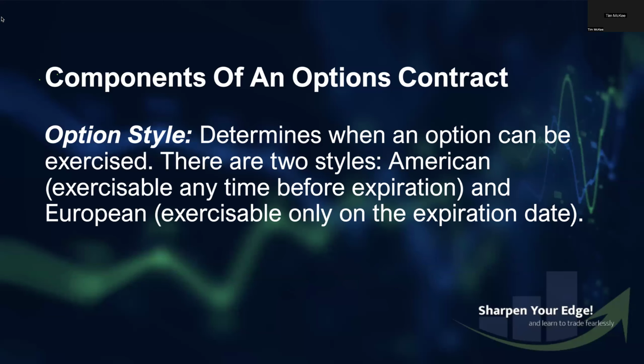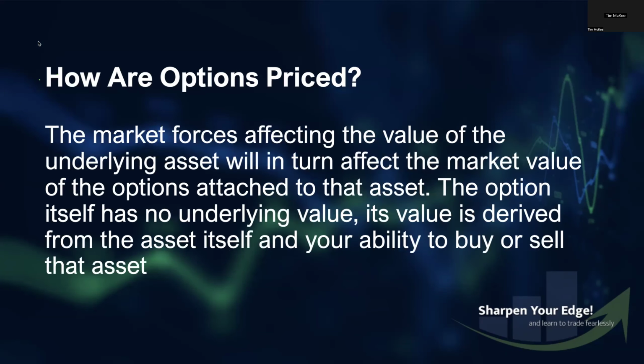Option style. Now, this is interesting. It determines when an option can be exercised. There are two kinds of styles. There's the American, which we can exercise anytime before expiration, and there's the European, which can only be exercised at the time of the expiration, which goes a long way to explain why American options are far more popular in Europe than European options are. I don't know anyone who's traded European options.